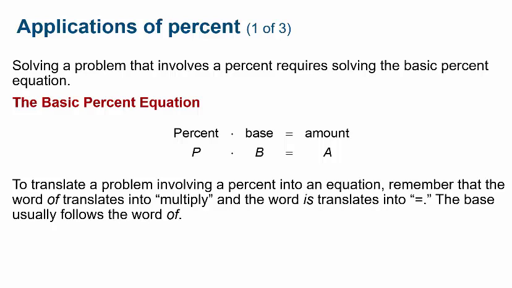Solving a problem that involves a percent requires solving the base percent equation. The base percent equation is the following: P times B is equal to A. So it's percent times the base amount is equal to the amount. To translate a problem involving a percent into an equation, remember that the word "of" translates into "multiply," and the word "is" translates into equals. The base usually follows the word "of." So it might be something like find 20% of 50. Well, that would mean 50 would be the base. So "of" translates to multiply, and "is" translates into equals.